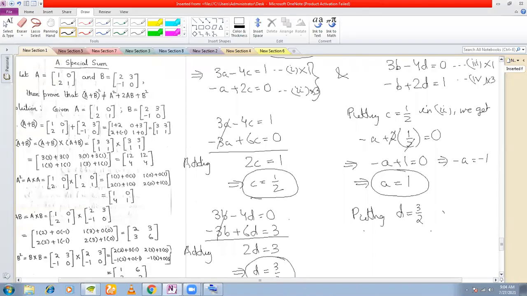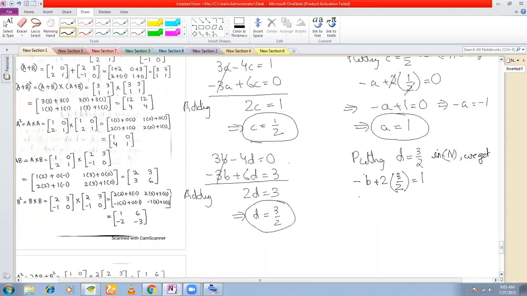Putting D is equal to 3 by 2 in 4, we get minus B plus twice D is equal to 1. So we get here, this 2 cancels. So you get minus B plus 3 is equal to 1. So you get here minus B is equal to 1 minus 3. You get minus B is equal to minus 2. That means you're getting B is equal to 2.